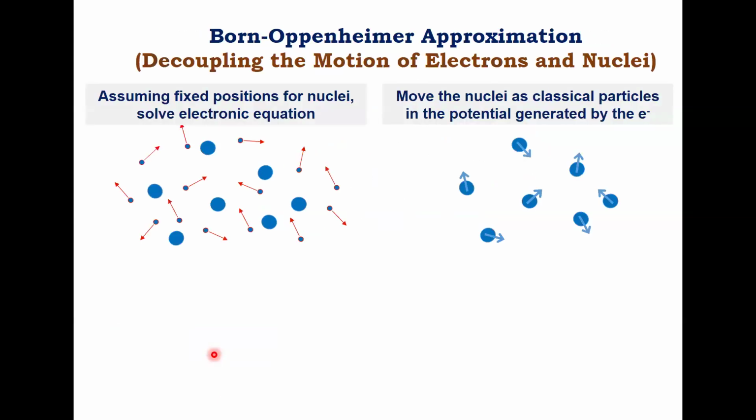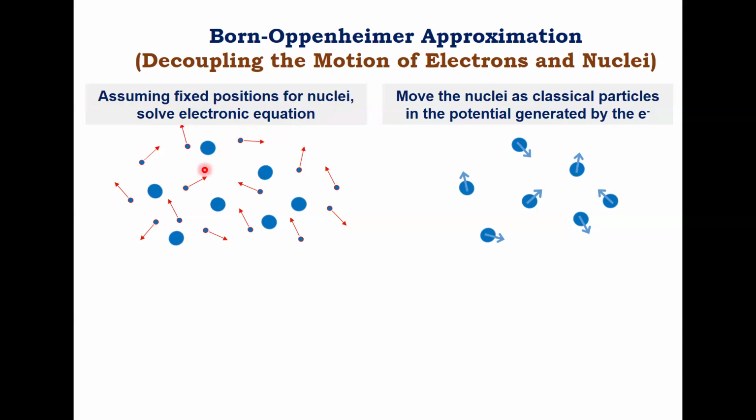That approximation is called the Born-Oppenheimer approximation. This approximation basically decouples the motion of electrons and nuclei because there is a huge difference in the speed of nuclei and electrons. So let us assume the fixed position of nuclei, and we assume that nuclei are much, much slower than the electrons, or you can say these nuclei are nearly stationary as compared to the electrons. So we assume the fixed position of nuclei and we solve for electronic equations only.